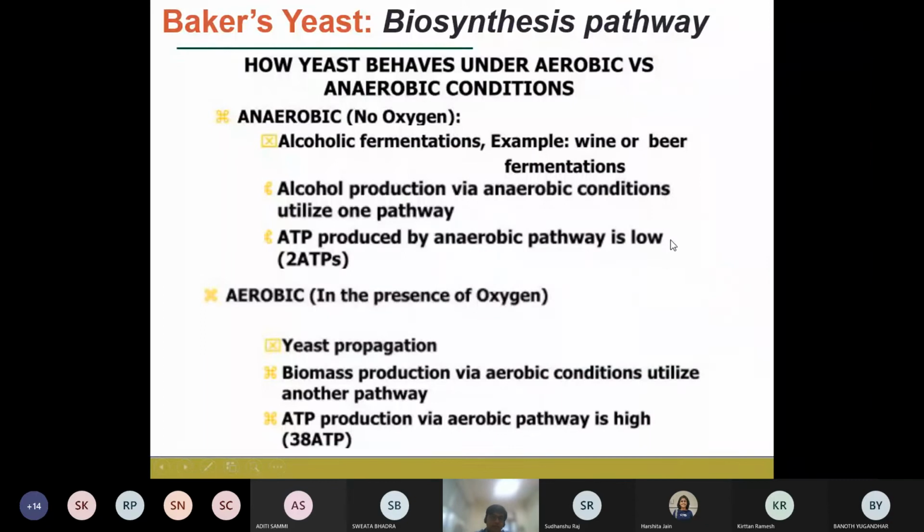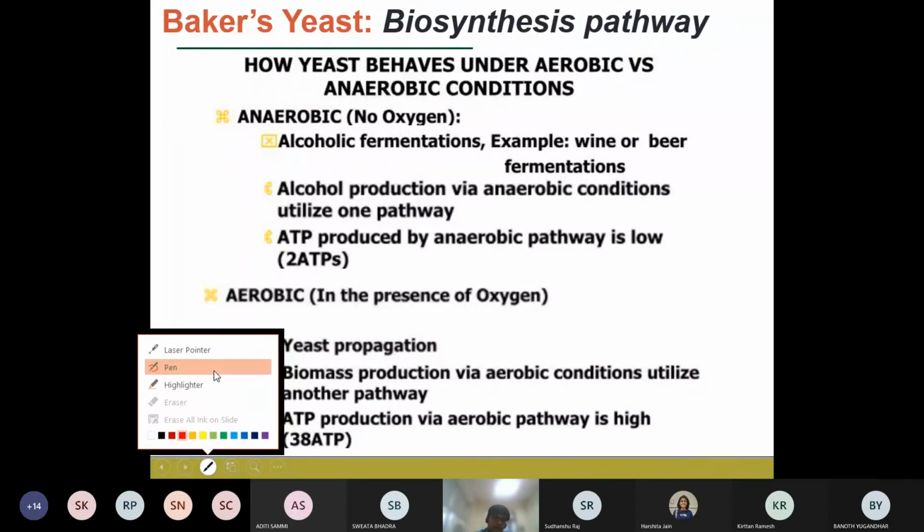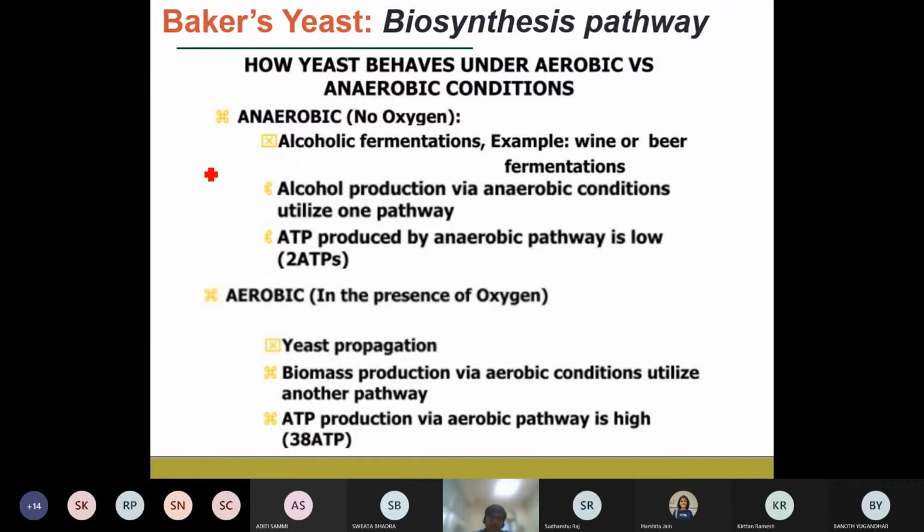So let us look into now the difference in the pathways. We have already studied the ethanol fermentation process in detail, where we have seen that the alcoholic fermentation was carried out under anaerobic conditions. Looking at the overall reaction, where glucose is converted to ethanol, it was accompanied by the release of two ATPs.